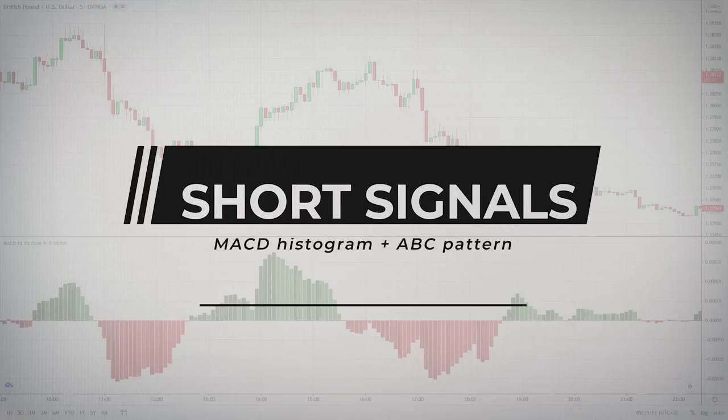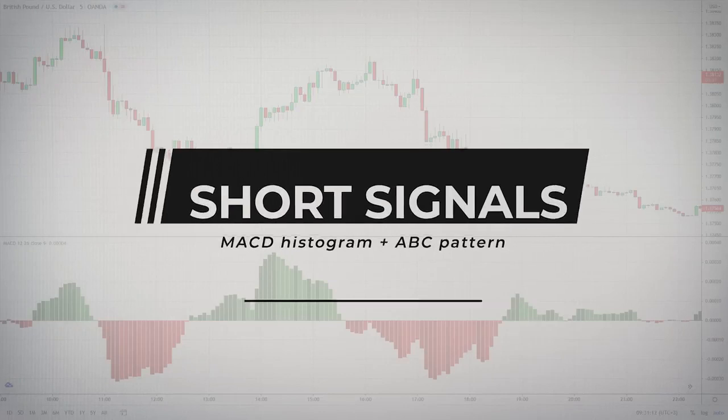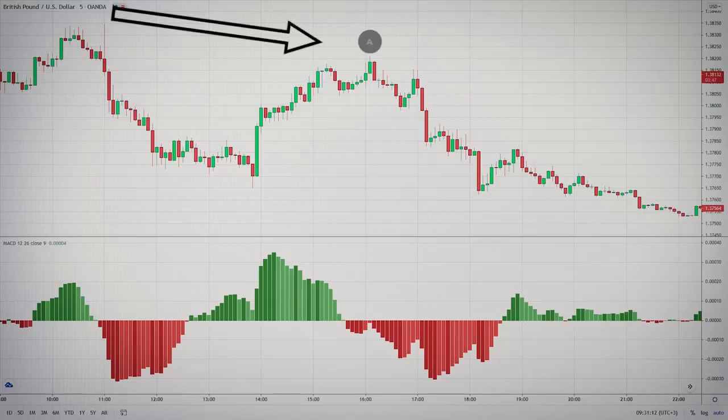Here's how you filter short signals using the ABC pattern and the MACD histogram. We have a downtrend. Point A is the highest point when price finds resistance and moves down. Point B becomes a lower low point and forms support. Point C forms when the price moves up and forms a resistance. Remember that point C must be lower than point A.